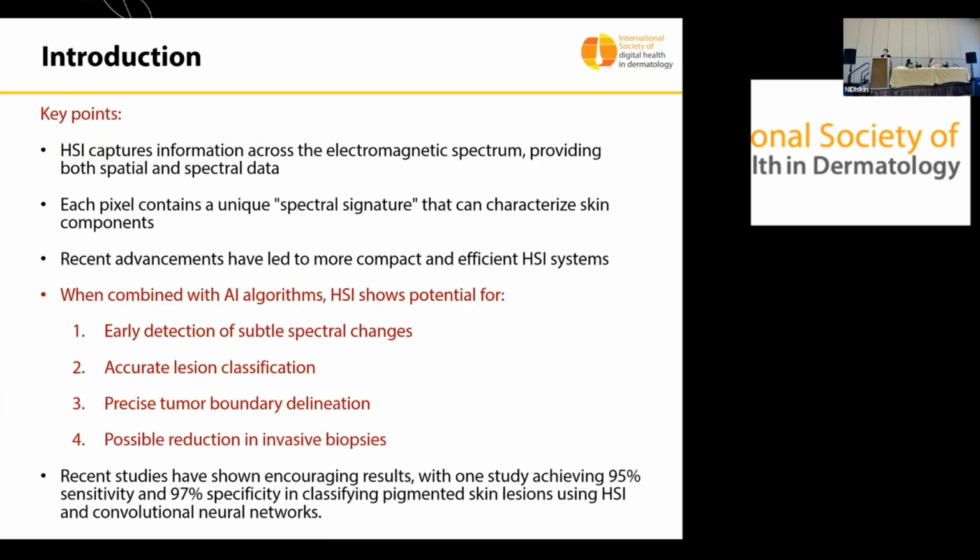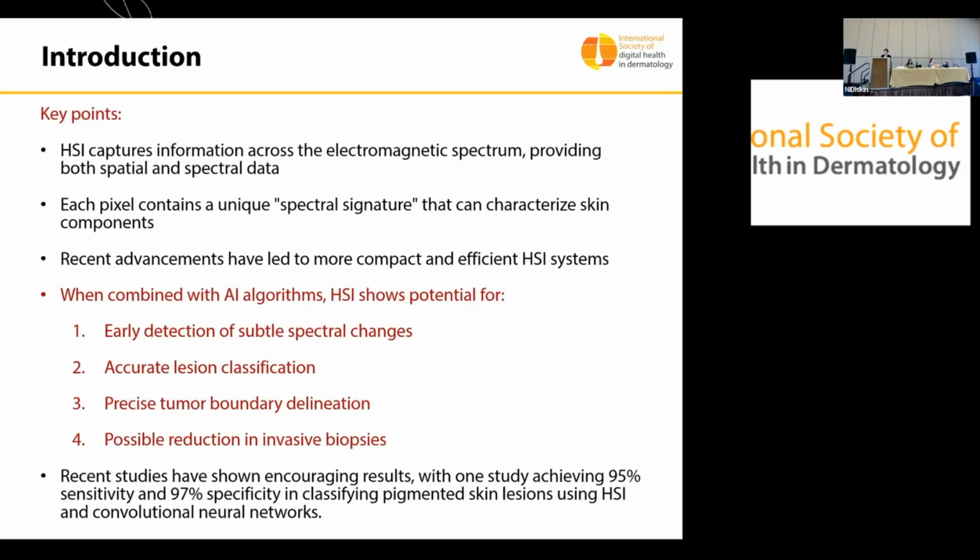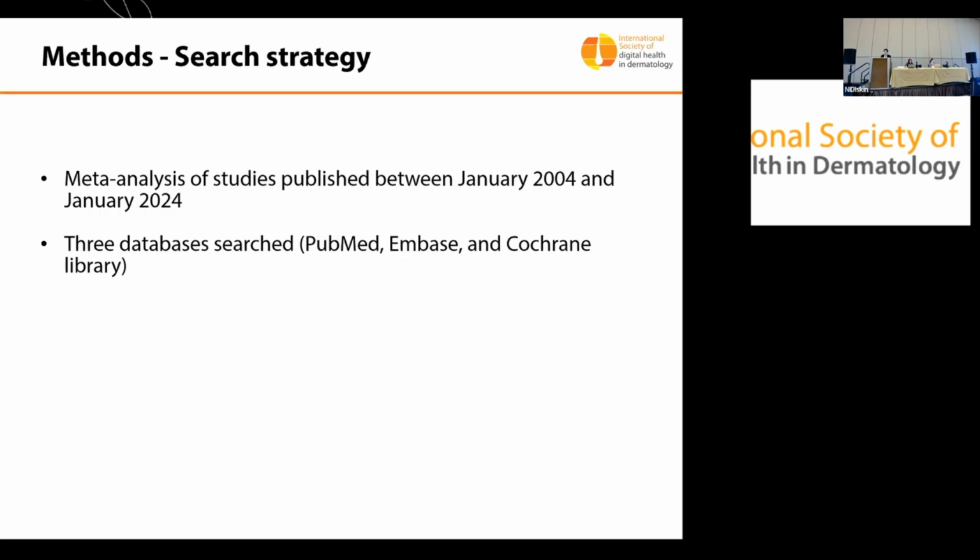Here are some key points. AI algorithms, when combined with HSI, have potential for early detection, accurate lesion classification, precise delineation, and possible reduction in invasive biopsies. Recent studies have been very promising with up to 95% sensitivity and 97% specificity.